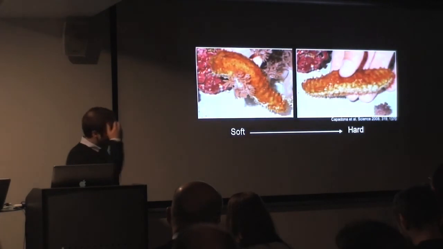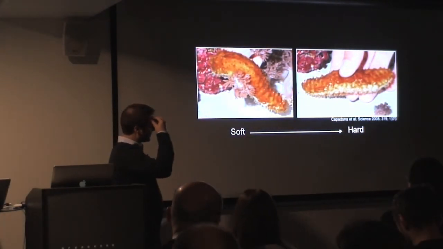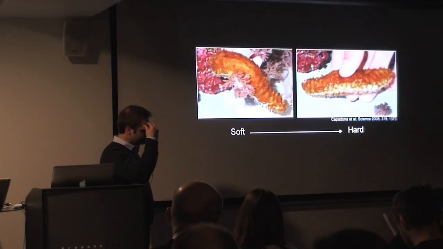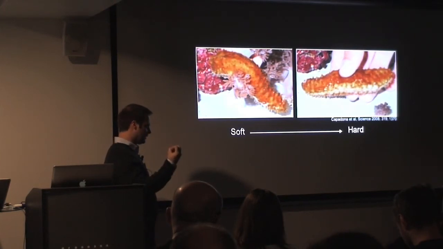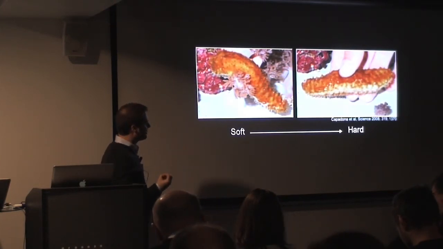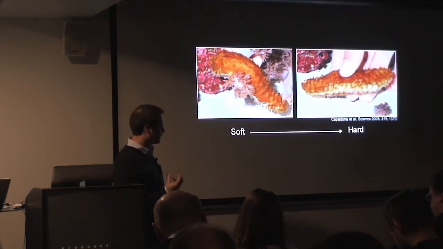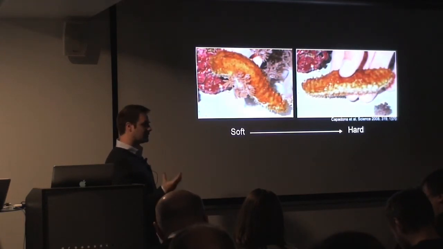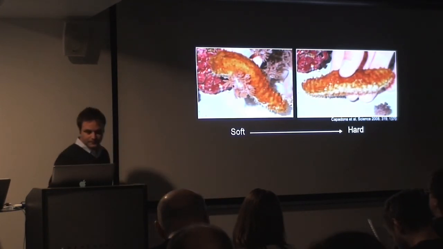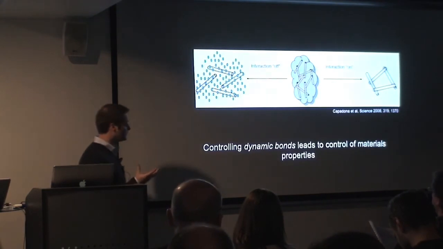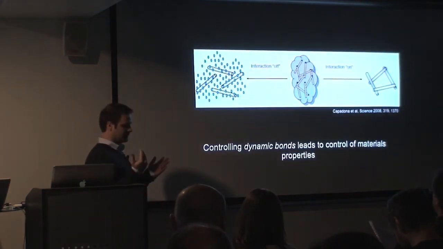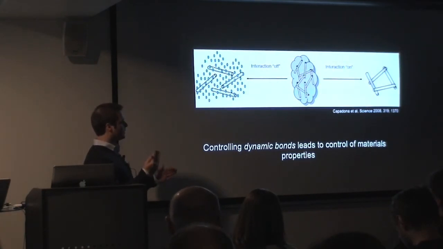So this is another really interesting example that is similar to the hydrogels with microscale structures. This is a sea cucumber that in its natural state swims around and is very soft. And then to protect itself, it gets very, very hard. To do this, it has a very soft material that on the inside has stiff microfibers, and when the interactions between those fibers are turned on, it gets very stiff.